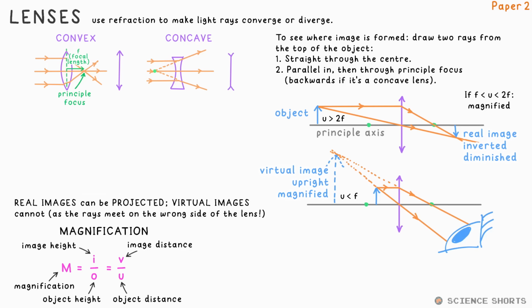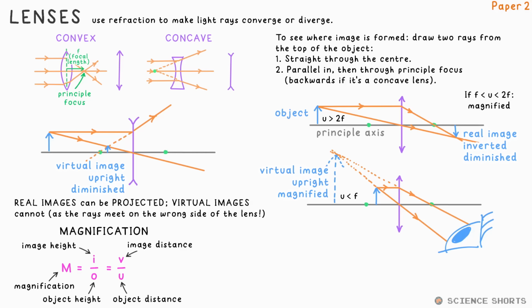Your eye can then deal with this diverging light accordingly to make it focus on your retina, but that means you see this magnified virtual image, so things appear bigger. Concave lenses always diverge light. They always produce a virtual image. With these, our line parallel in goes back through the other principal focus behind the lens.